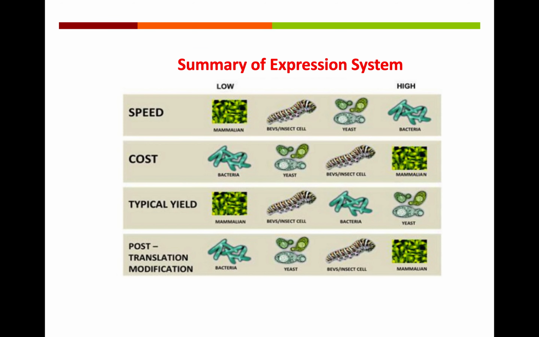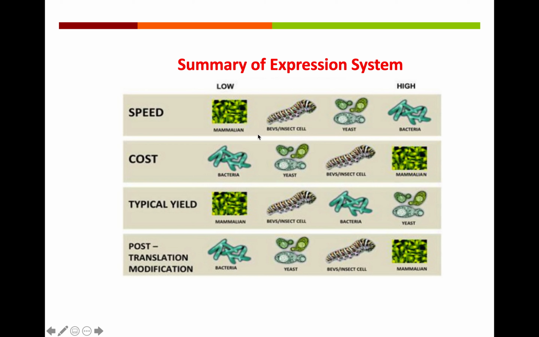The last part of this video is the summary of the expression system. You can see here the mammalian, insect, yeast, and also bacteria, from low to high, in terms of the speed, as in how long it takes to get your gene or protein expressed. The one that will take the most time would be mammalian, and the fastest would be bacteria.